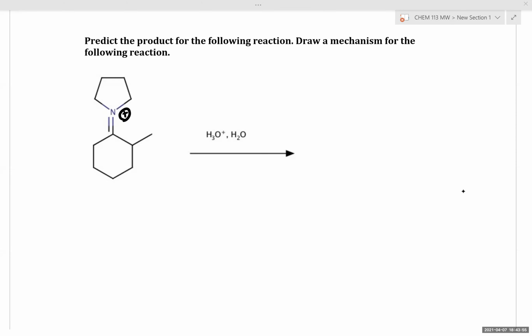So for this one, we can just directly start with the water, is pretty much what you're saying. Yeah, exactly, because we're already at the iminium ion. Oh, makes sense. Thank you.